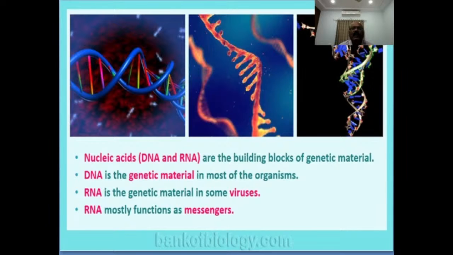So DNA and RNA together are called nucleic acids. These are the building blocks of genetic material. DNA is the genetic material in most of the organisms. RNA, that means ribonucleic acid, is the genetic material in some viruses. DNA means deoxyribonucleic acid. RNA mostly functions as messengers.